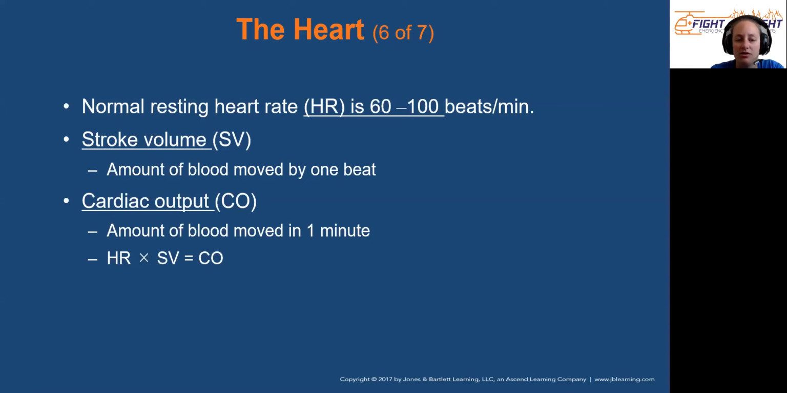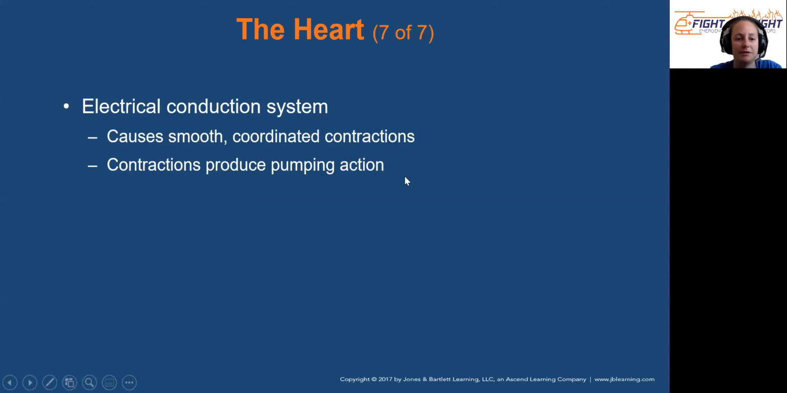If you wanted to calculate cardiac output, you would multiply heart rate times stroke volume. How many times the heart beats per minute, multiplied by how much blood was moved each time, will tell us how much blood was moved in a minute. The heart itself is an electrical conduction system that makes sure that all these cells work together to smoothly pump blood around the body. When the heart contracts, it just squeezes like this and pumps blood, pushing blood through the body.